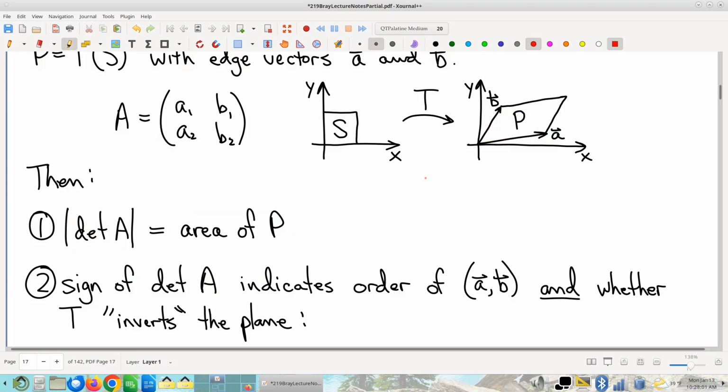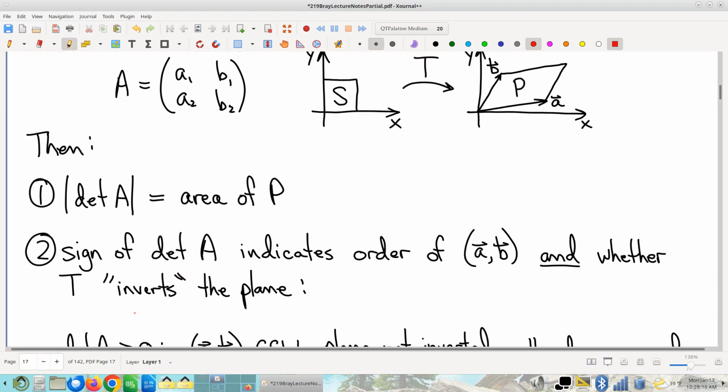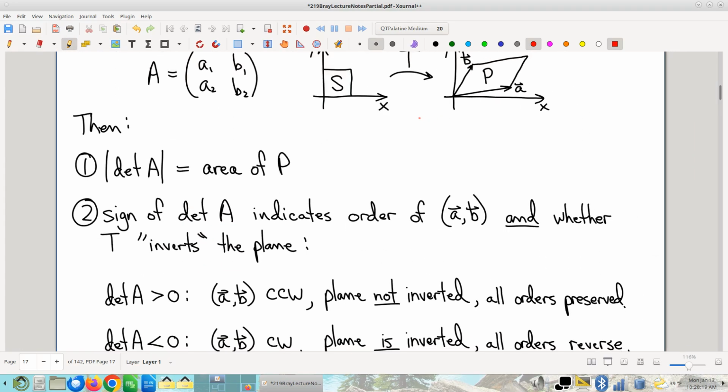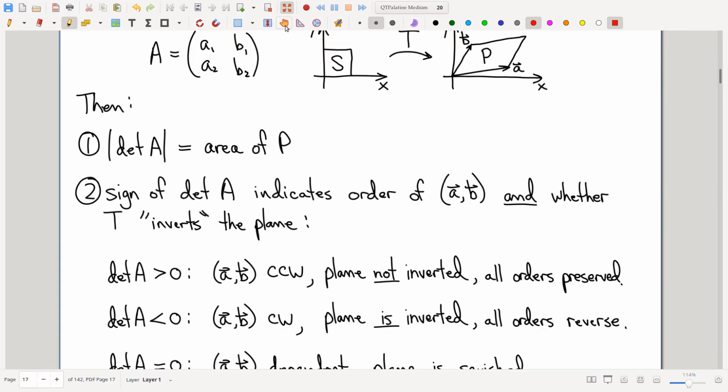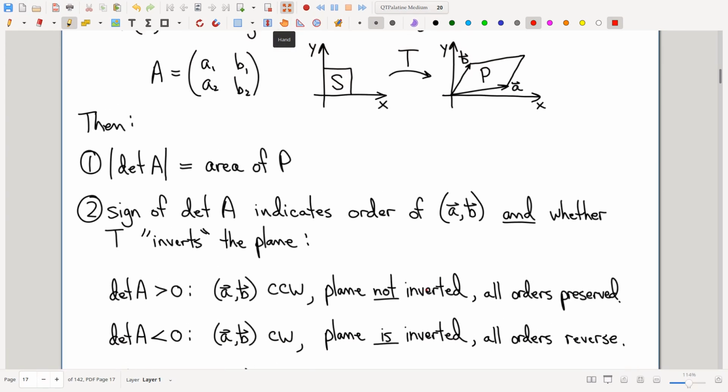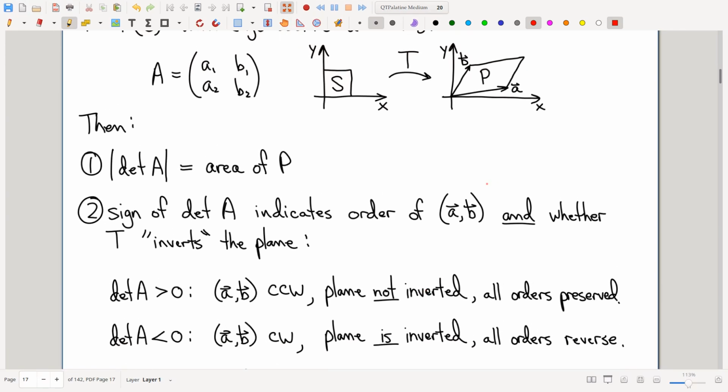The second part is a little harder to talk about. It concerns, again, the determinant. This time not the magnitude of the determinant, but the sign of the determinant, whether the determinant's positive or negative. And those two possibilities refer to, I'm going to go ahead and zoom out a little bit so we can fit more of this on the screen. Those two possibilities, positive or negative, manifest in some interesting ways.